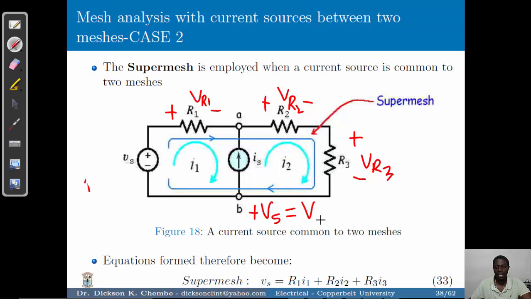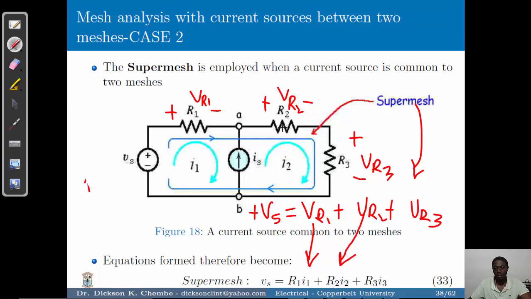So in this case, we have VR1 plus VR2 plus VR3. This is what forms our KVL equation at the super mesh. And therefore, when we come to compiling what VR1 is, we look at which current is passing through that resistor. In this case, VR1 is equal to R1 multiplied by I1. And when we come to R2, we have R2 multiplied by I2. This is the current that passes through that resistor. And when we come to R3, we've got I2 passing through. So this should be I2 passing through resistor 3. And that forms the equation at the super mesh.